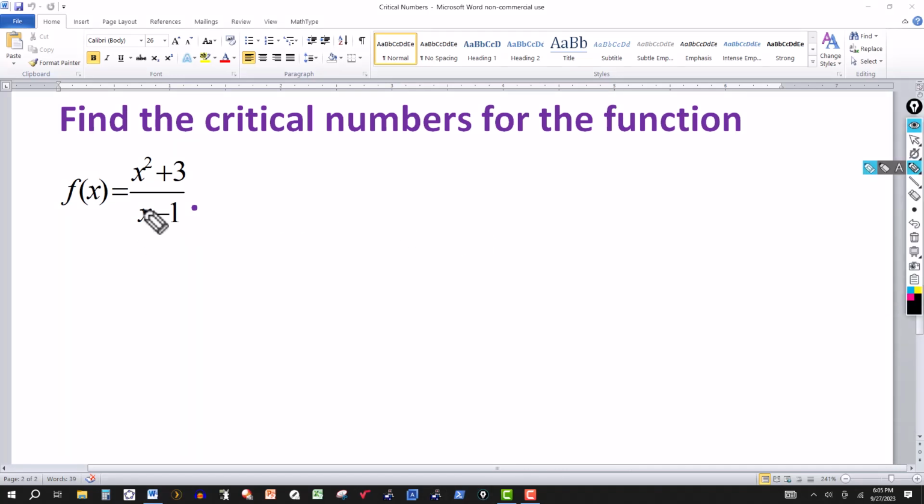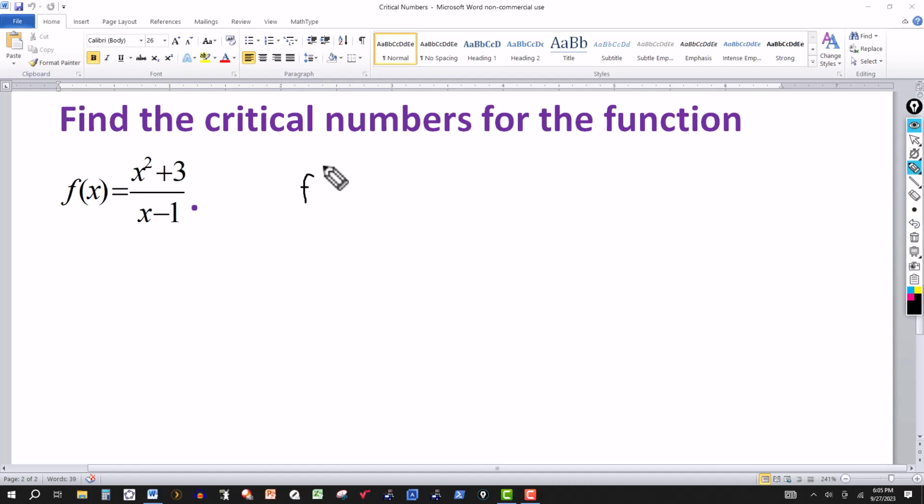And first note that for the function, x minus 1 in the denominator means that x equal to 1 gives me a 0 there. That's undefined. So x equal to 1 cannot be in the domain of the function. Therefore, x equal to 1 cannot be a critical number.